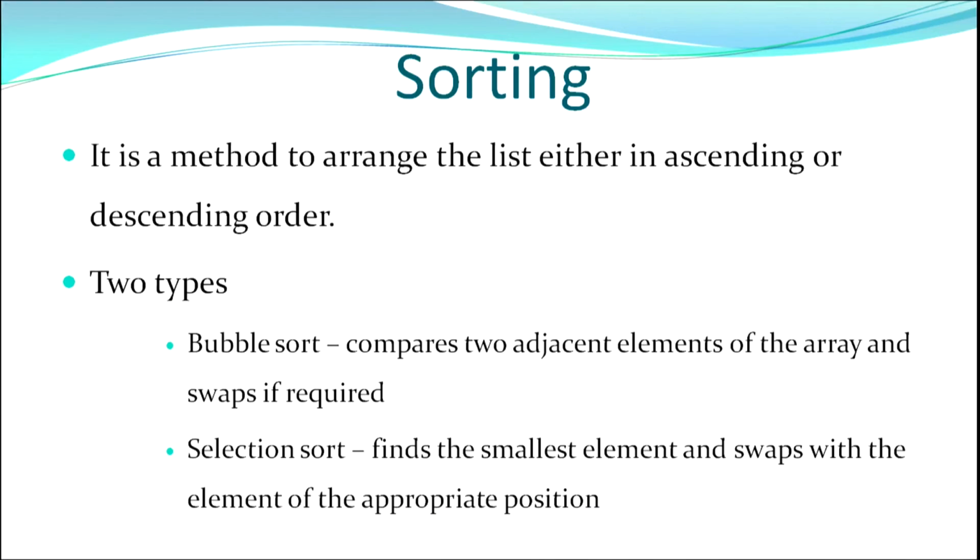Next, we move on to sorting. Sorting is a method to arrange the list in either ascending or descending order. Two types of sorting are covered in your course: bubble sort, where two adjacent elements of the array are compared and then swapped if required, and selection sort, where the smallest or largest element is first found from the array and then swapped with the proper position where it should be. So, these two sorting techniques have been covered in your curriculum.